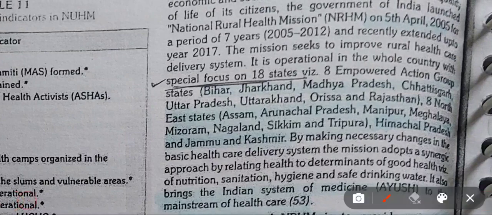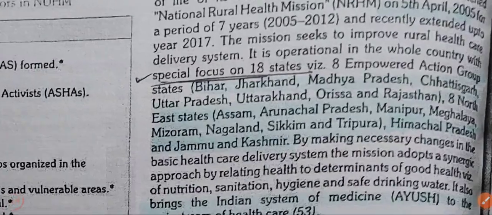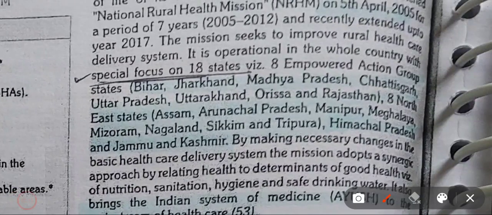So here see the point, it was specifically focused on only 18 states, that is the 8 empowered action group states: Bihar, Jharkhand, Madhya Pradesh, Chhattisgarh, Uttar Pradesh, Odisha and Rajasthan, and 8 northeastern states, that is Assam, Arunachal Pradesh, Manipur, Meghalaya, Mizoram, Nagaland, Sikkim and Tripura, plus Himachal Pradesh, Jammu and Kashmir.